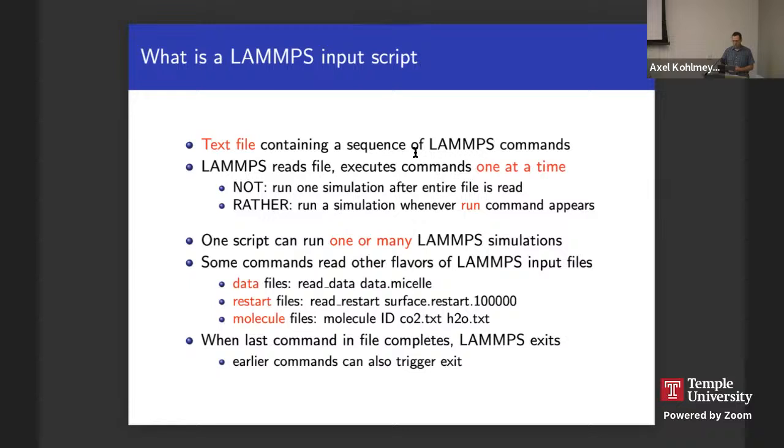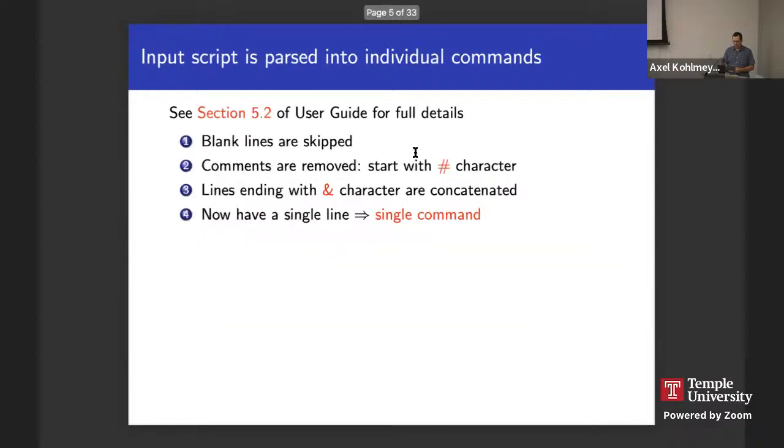Some commands read other flavors of LAMMPS input files, like a data file. This could be used to initialize your simulation with the starting positions and the velocities. There are also restart files, so if you checkpoint LAMMPS, you can restart it, as well as molecule files, which can define things like angle and bond topology. When the last command in the file completes, then LAMMPS exits, but earlier commands can also cause LAMMPS to exit as well.